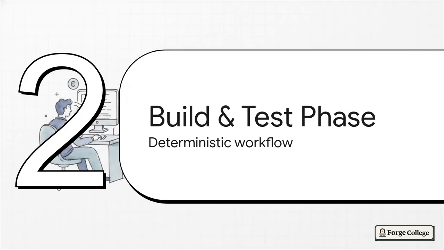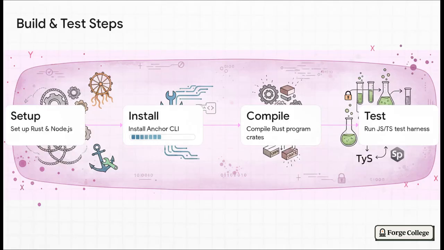Moving on to Section 2, the build and test phase. Time to establish that deterministic workflow. This right here is the absolute heart of continuous integration. Our main goal is to translate your manual commands into what we call an idempotent script. That's just a fancy way of saying that no matter how many times it runs, it's going to produce the exact same reliable results. Every single time you push code, the automated runner takes the wheel.